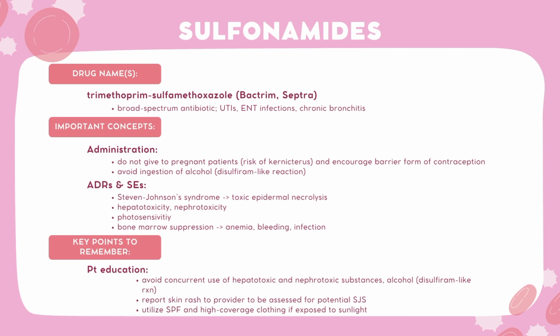Sulfas can lead to nephrotoxicity and hepatotoxicity. If given during pregnancy, bilirubin may build up in the fetal brain and cause kernicterus. Patients should be assessed for rashes, especially for the development of Stevens-Johnson syndrome, which can develop into toxic epidermal necrolysis.